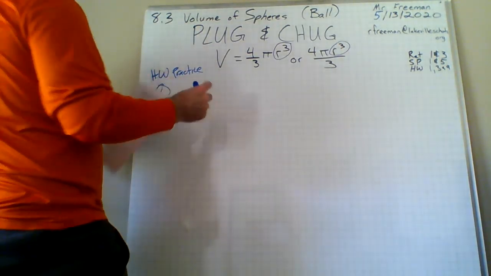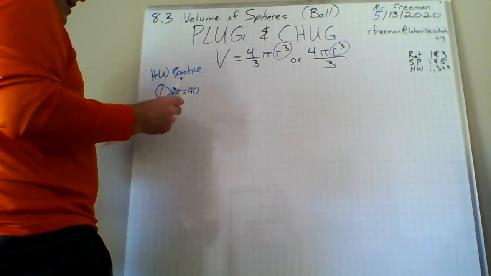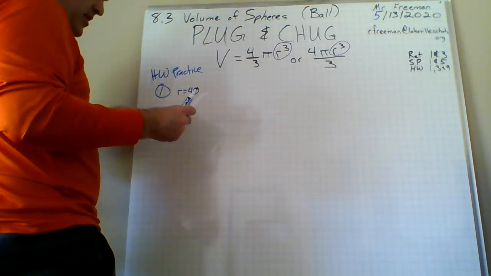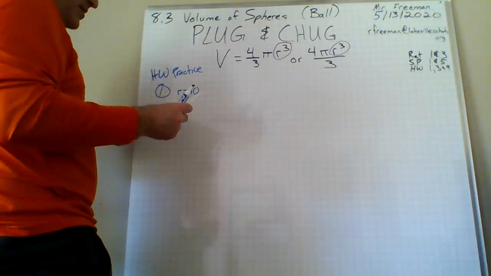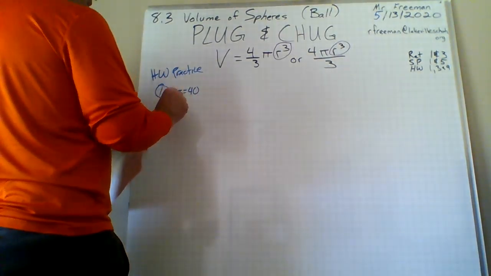Number 1 has a radius of 40. Very few of these, if any, give you a diameter. And number 6 on this page gives you a diameter. Number 4 actually does also. You'll have to divide those in two before you use them, remember. Okay, but this is going to be straightforward.